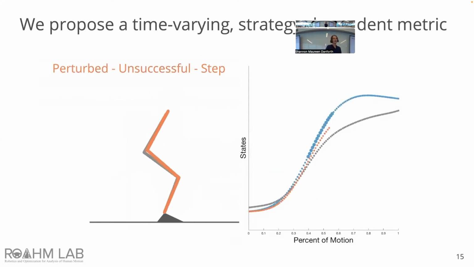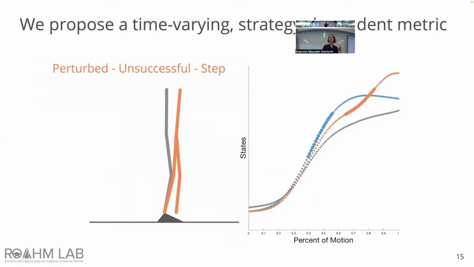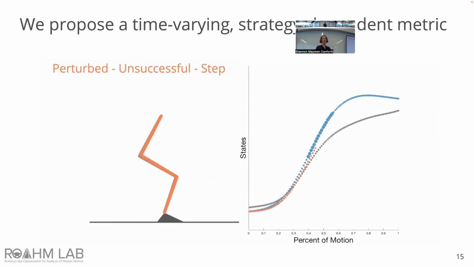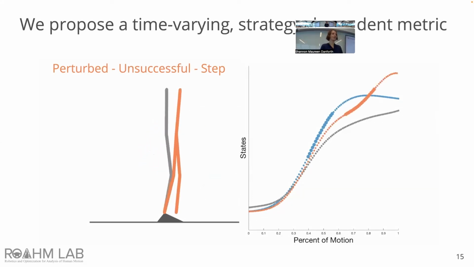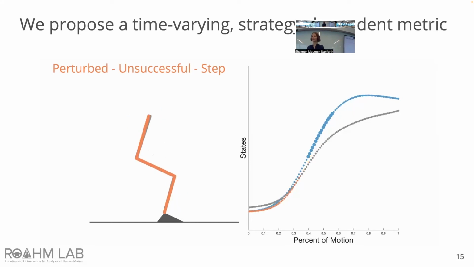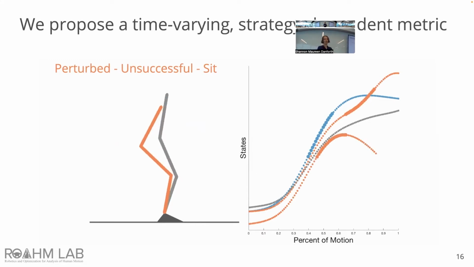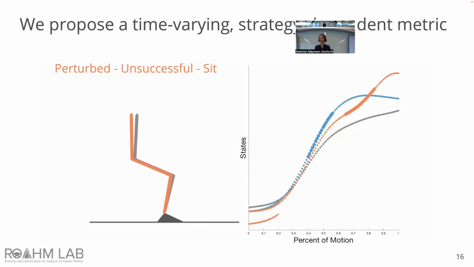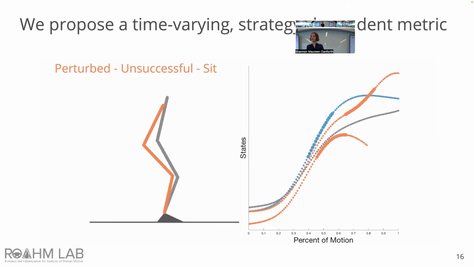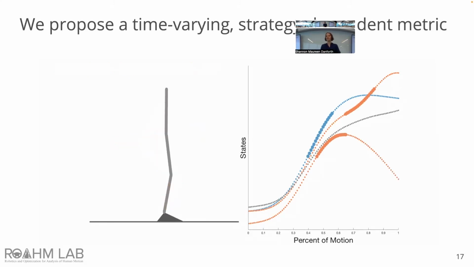But if that forward perturbation is too strong, the individual might be forced to switch their control strategy and take a step forwards in order to avoid falling. And if the perturbation is applied backwards, the individual might have to sit back down. So we're looking for an object that will be able to predict that someone will have to switch their control strategy, take a step or sit back down in order to avoid falling during sit-to-stand.